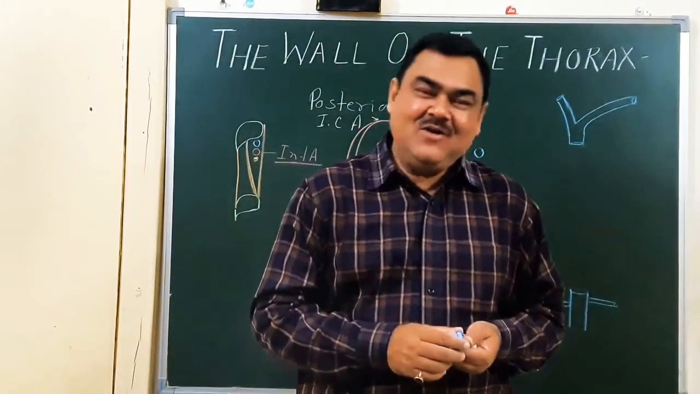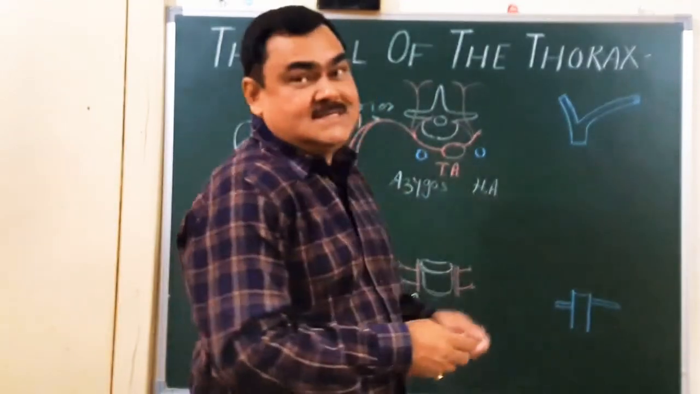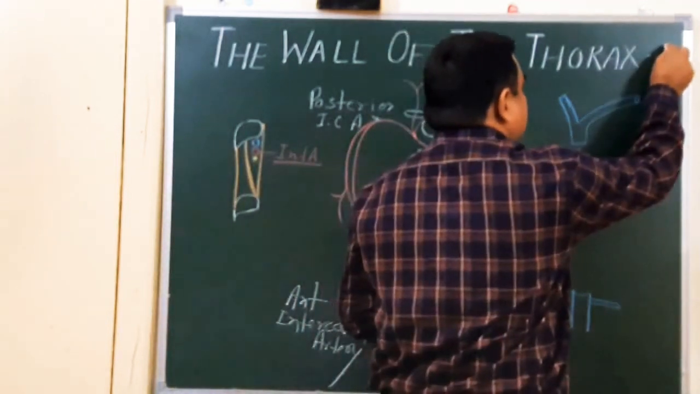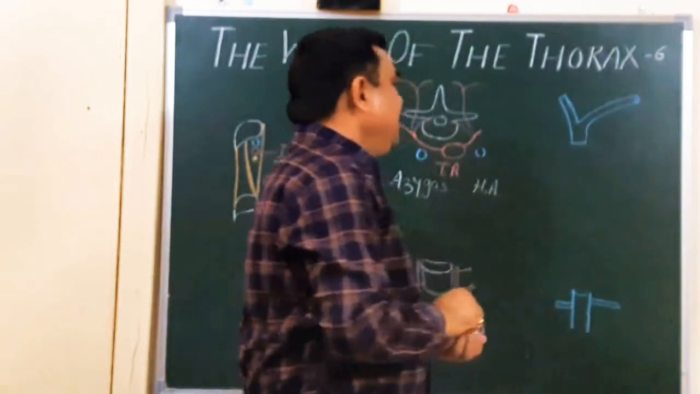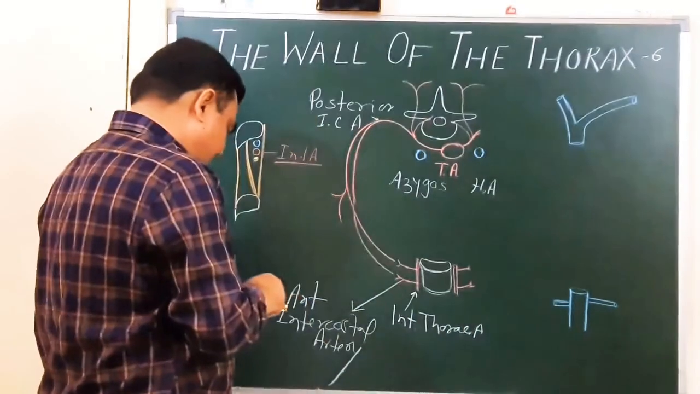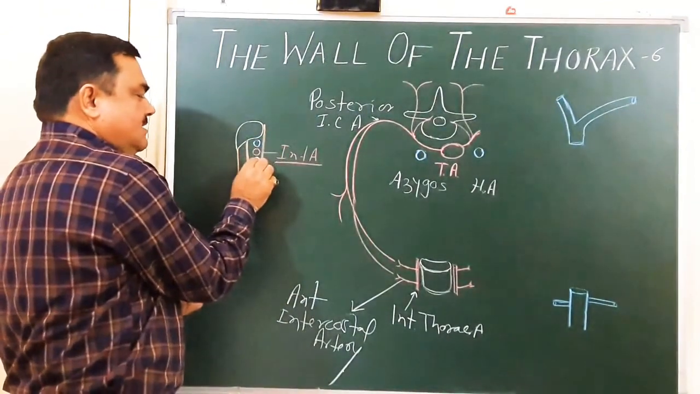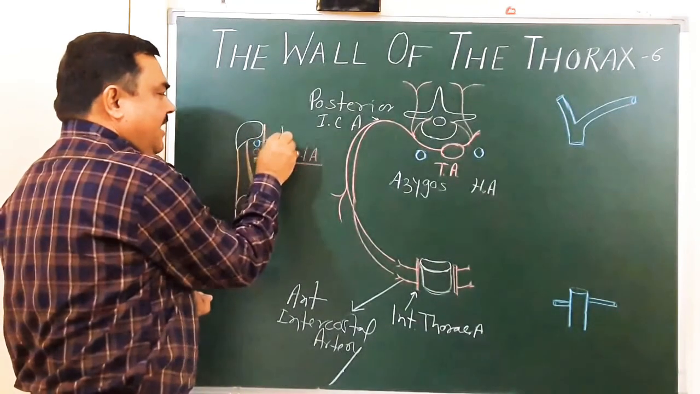Now we discuss the wall of thorax part 6. In this part, we will discuss the veins. This is the intercostal vein. You have seen this is the nerve, this is the artery, and this is the intercostal vein.